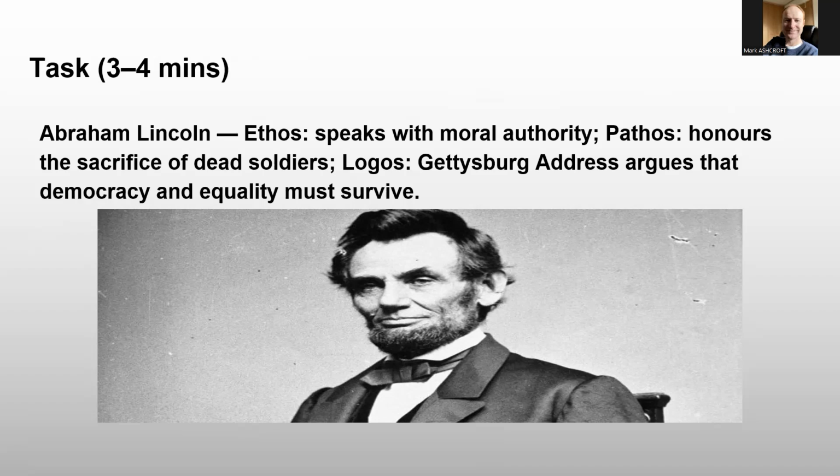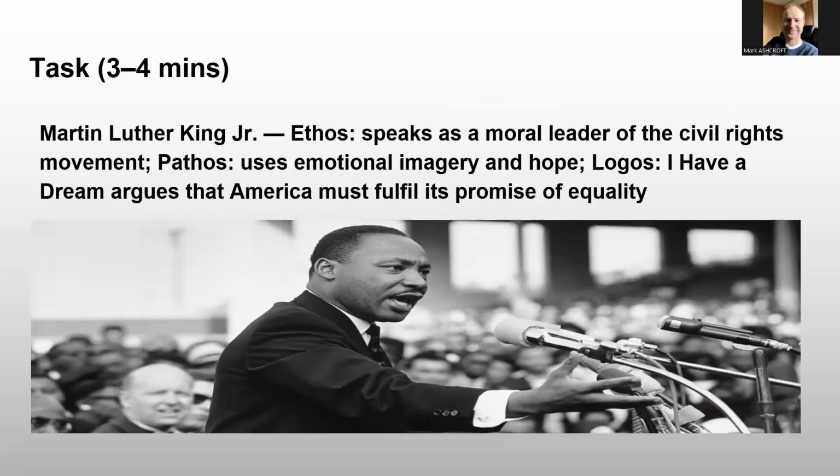One more example for you. Again, a very famous example, very famous person, Martin Luther King. Okay, now he used ethos. He spoke as a moral leader of the civil rights movement. He used pathos. He used emotional imagery and hope. And logos. The I Have a Dream speech argued that America must fulfill its promise of equality. I think the I Have a Dream speech is very, very famous.